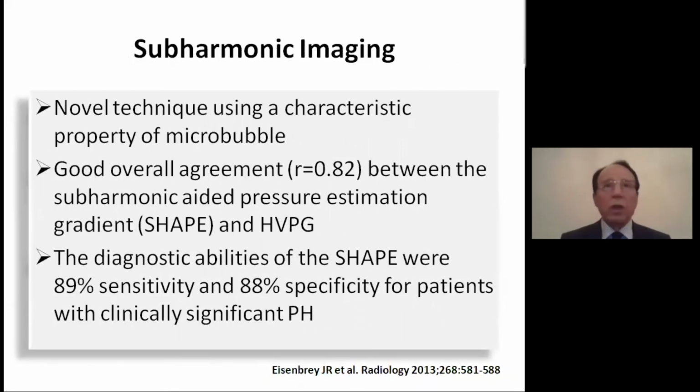Subharmonic imaging is a novel technique using a characteristic property of microbubbles. There is a good overall agreement between the subharmonic-aided pressure estimation gradient and the hepatic vein pressure gradient. Eisenbrey and his colleagues reported that the diagnostic abilities of the subharmonic-aided pressure estimation gradient were 89% sensitivity and 88% specificity for patients with clinically significant portal hypertension.